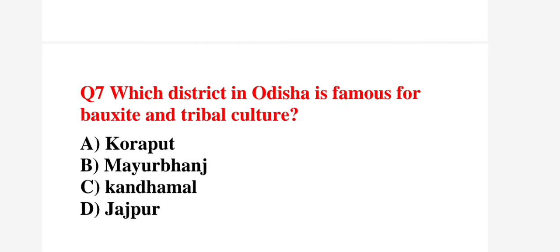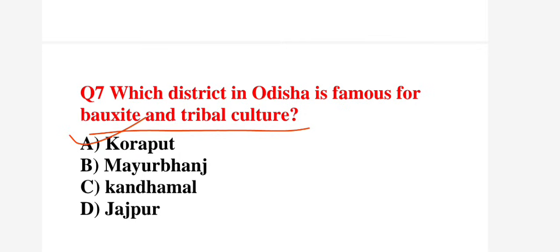So let us move towards question number 7. Which district of Odisha is famous for bauxite and tribal culture? Option A Koraput, option B Mayurbhanj, option C Kandhamal, and option D that is Jajpur. So what will be the right answer here? So here the right answer will be that is Koraput is the right answer. Koraput is famous for bauxite and tribal culture.